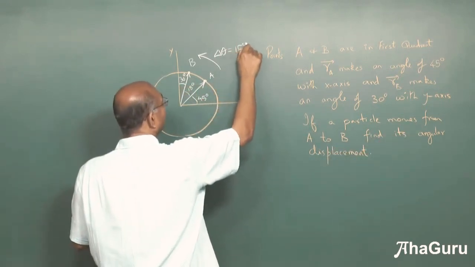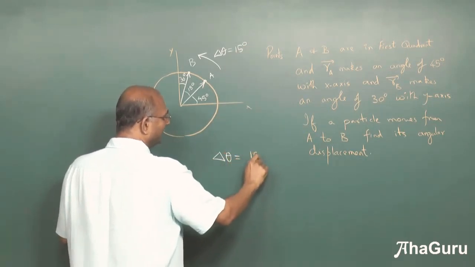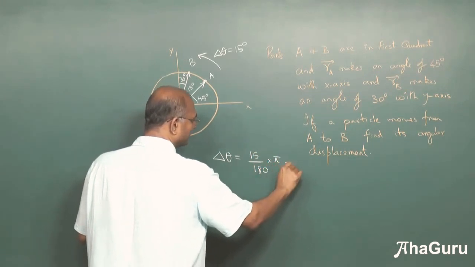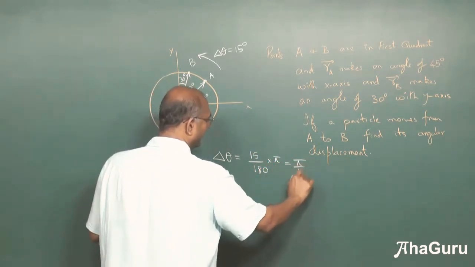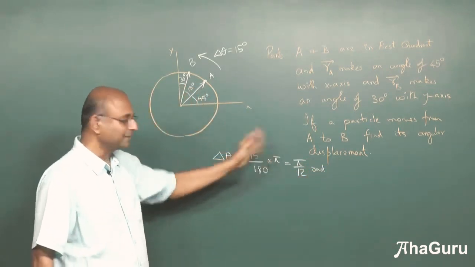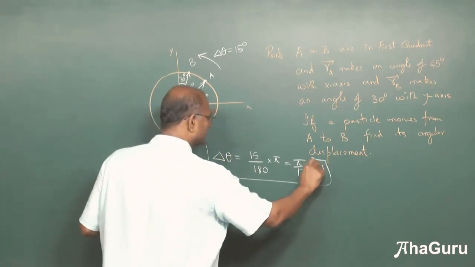But you can't write 15 degrees. You have to convert it into radians. So how do we do it? 15 by 180 into pi. So this is going to be pi by 12 radians, since 180 by 15 is 12. Okay, so we can do it directly. So this is one way to do this.